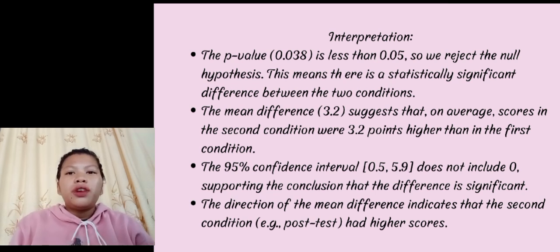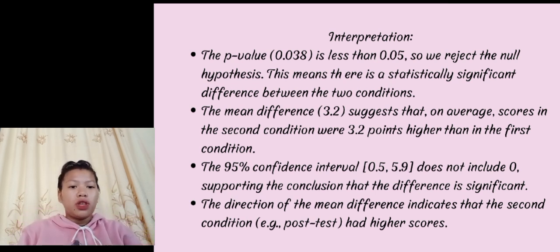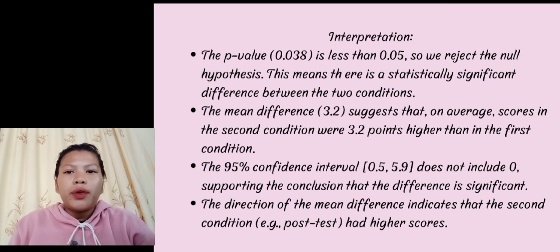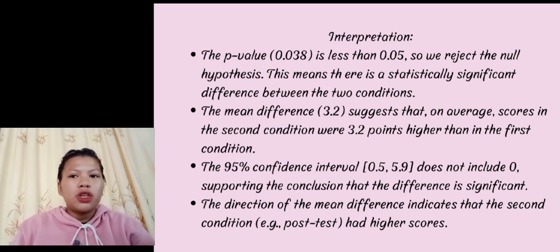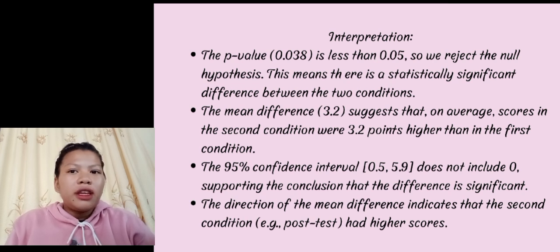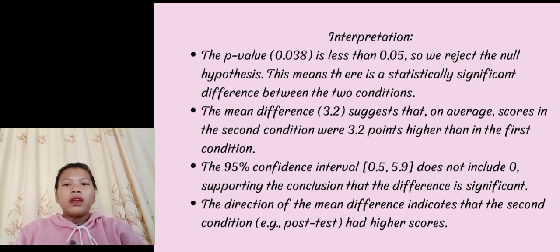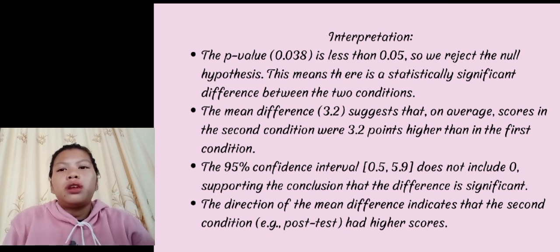This means there is a statistically significant difference between the two conditions. The mean difference of 3.2 suggests that the average score in the second condition was 3.2 points higher than in the first condition. The 95% confidence interval of 0.5 to 5.9 does not include 0, supporting the conclusion that the difference is significant. The direction of the mean difference indicates the second condition, post-test, had higher scores.